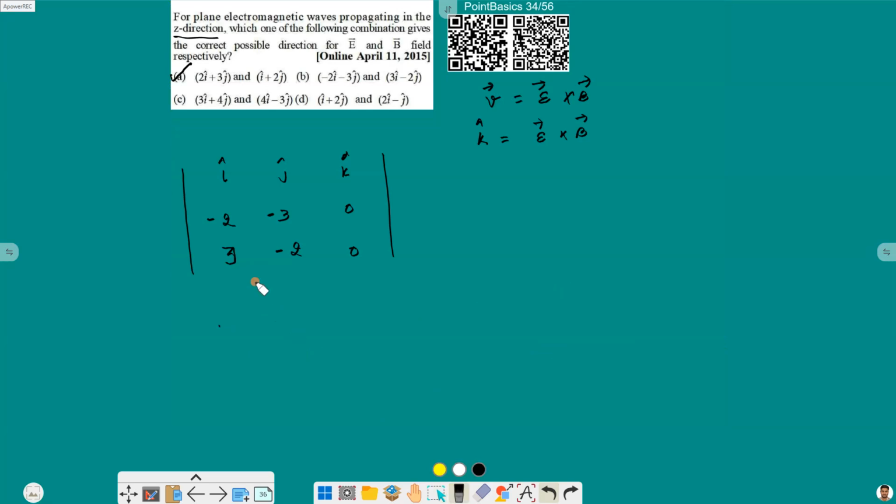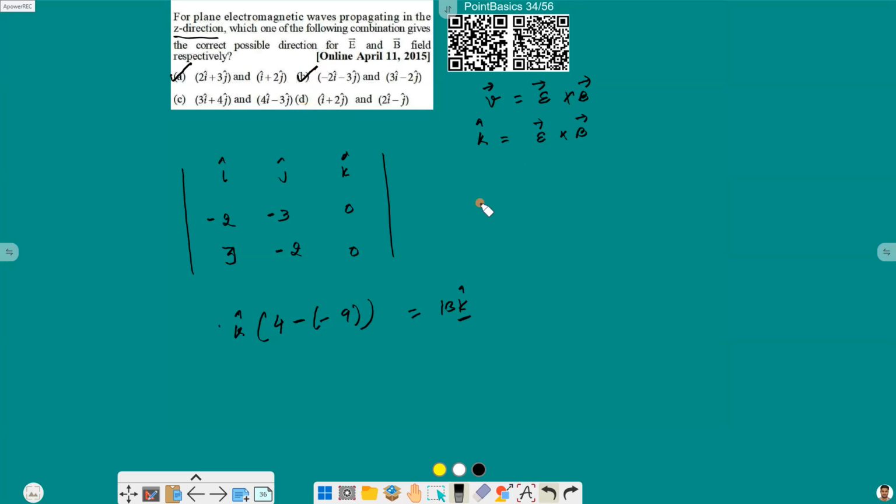So let us start now. Here I and J will be 0. Let us only solve for the K. So for K, we will have 2 into 2, that is minus 2 into minus 2, that is 4, and minus of 9. So that also gives us 13K, which means we only have to look for the direction. So option B can also be a right answer.